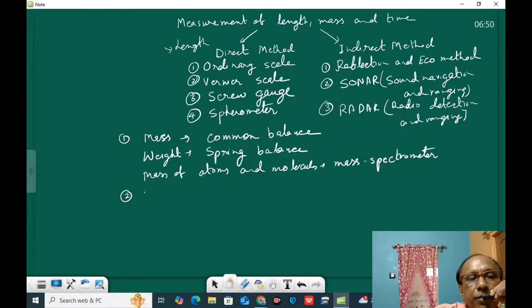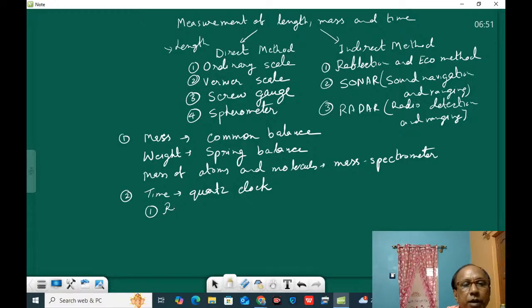And for measuring time, we use clocks, a quartz clock, or you can say clock only, right? For measuring time. There are other methods to measure time also. These are the various methods of measurement of time. The first one is remote sensing. We can use remote sensing for measurement of time.